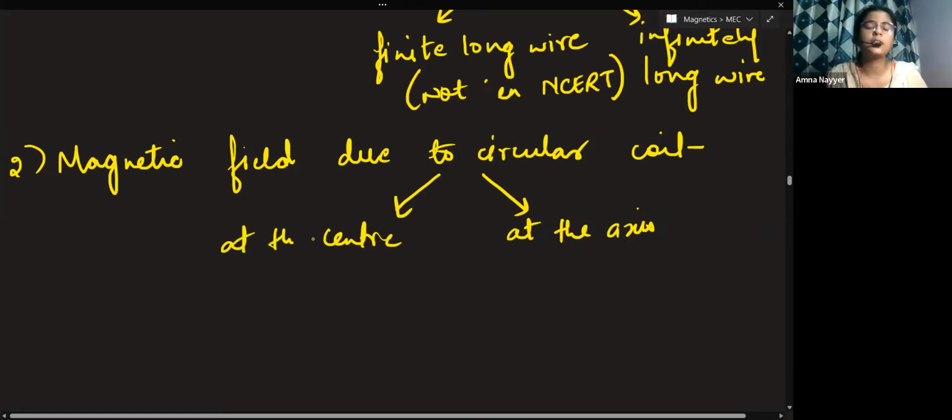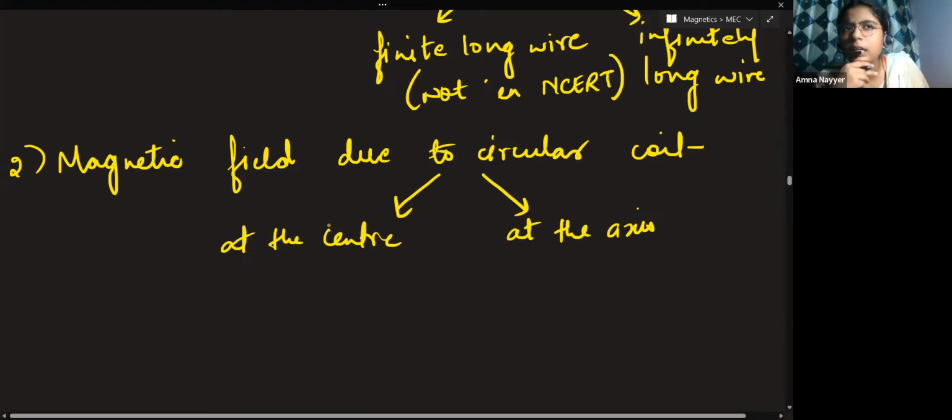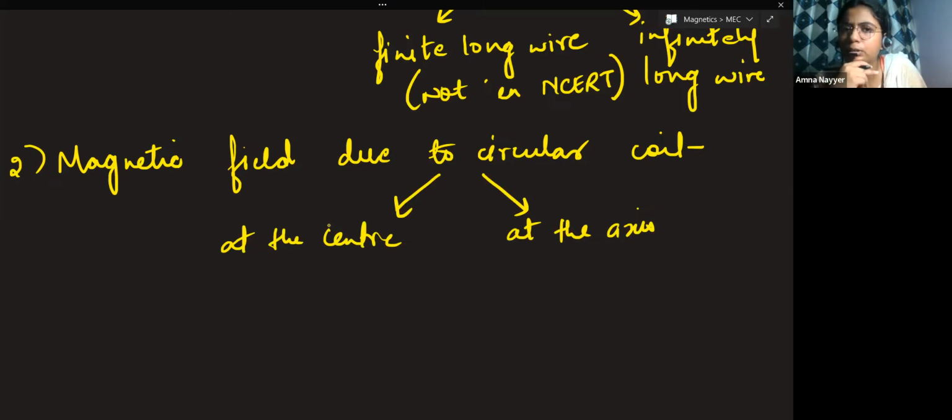At the center or at the axis, either of them is included. Now, circular coils have various modifications. It can be a semicircular coil, just a semicircular arc, or any arc, just a cut like this can be there. So that we'll see, and the derivation is there.